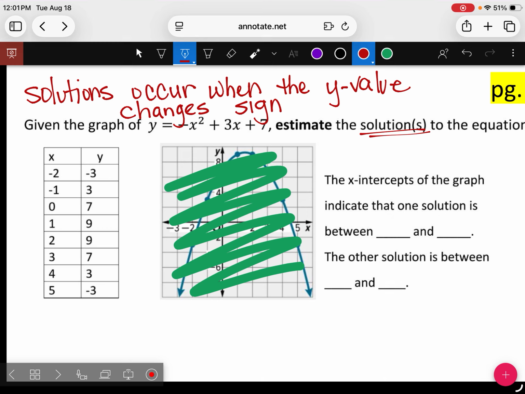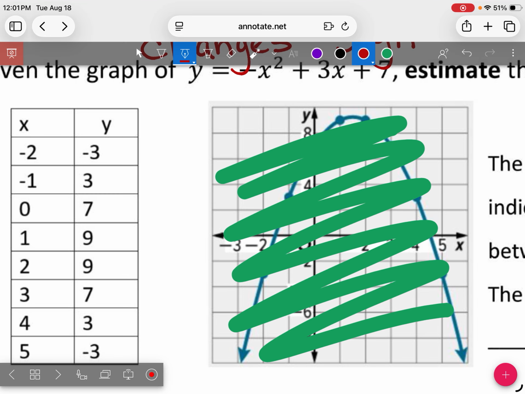So let's look at your y value. So does everyone see how this first one is negative? And then after that, the y value becomes positive.